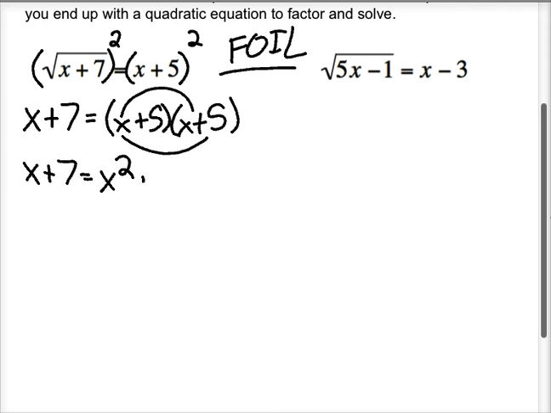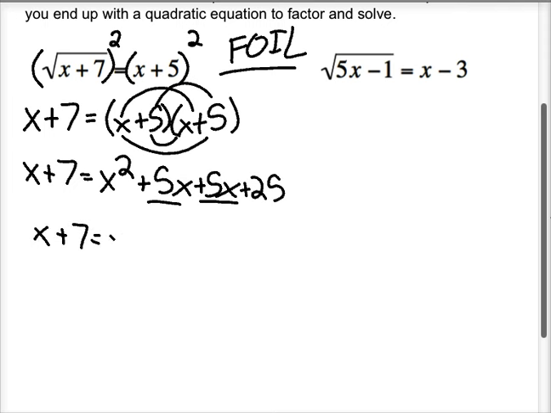X squared plus 5x plus 5x plus 25. And of course, like terms can combine. But now I'm left with something messy that looks like this. I'm left with a quadratic. Now, hopefully you recall, for quadratics, what that means is we need to get everything to one side so we can factor. So remember, that's kind of why I mentioned all of this at the beginning. It's because that's exactly what's actually going to end up happening.